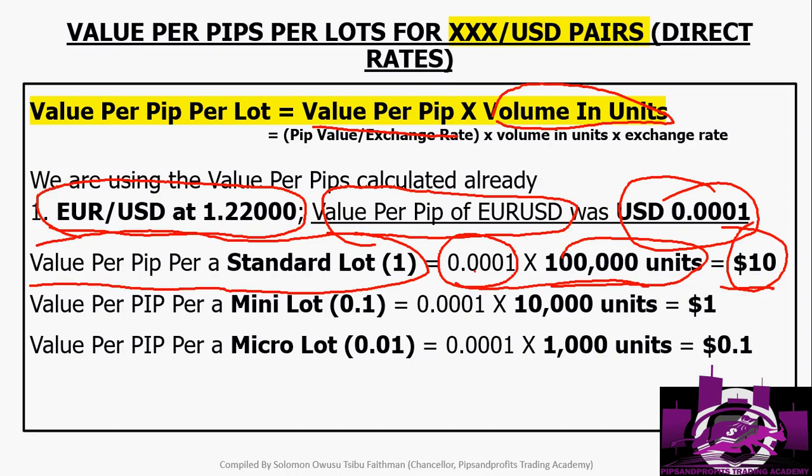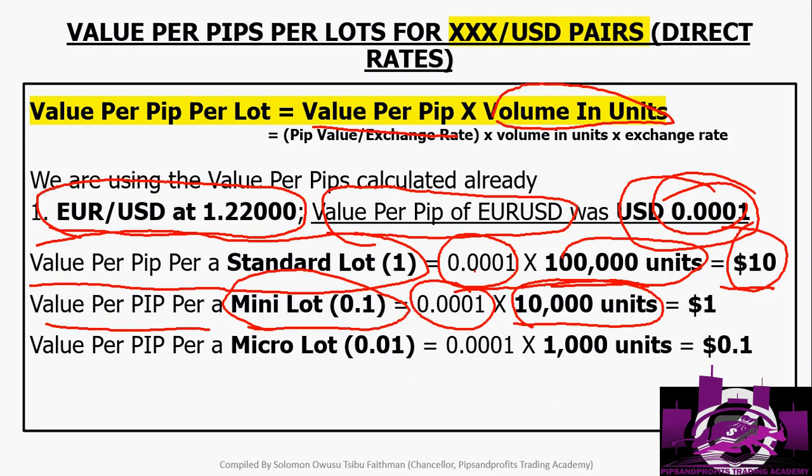When you do value per pip per mini lot, we have pip value, that is our value per pip, and then you multiply it by the volume in units. For mini lot, we have 10,000 units. When you do that, you are going to get 1. For value per pip per micro lot, we are going to have the answer to be 0.1. So this is for Euro USD.